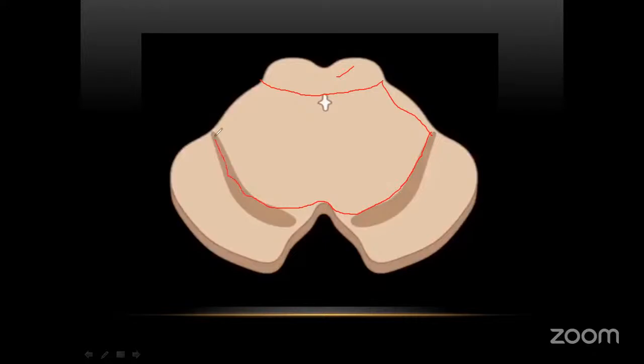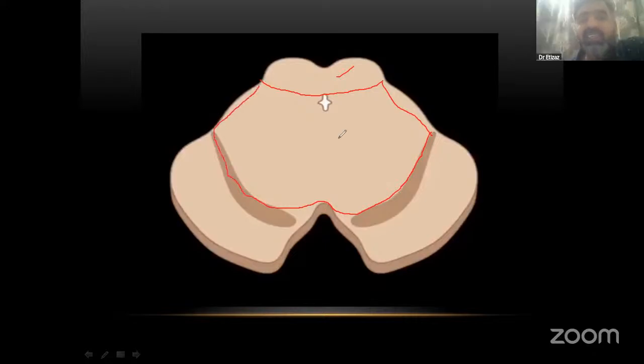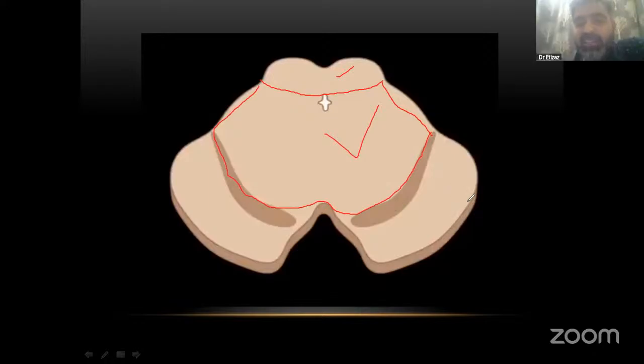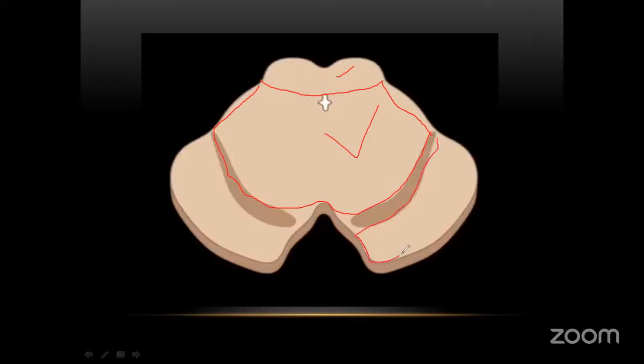Tegmentum. Excellent. So this area, the middle area, this is called the tegmentum. So what about this one? Substantia nigra. Excellent. Anterior to substantia nigra, this is the part that we call crus cerebri, sir.